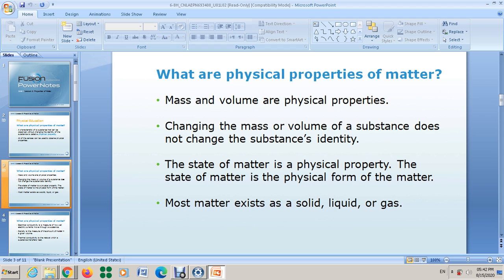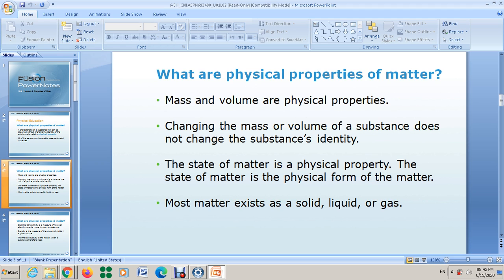Okay. Now, there are other physical properties too. The state of matter is a physical property. The state of matter is the physical form of the matter, for example, solid, liquid, or gas. So most matter exists as solid, liquid, or gas. For example, if you look at gold and I want to describe it, you're talking about the color of the gold and the state of matter of the gold. It's solid, right? It's shiny.